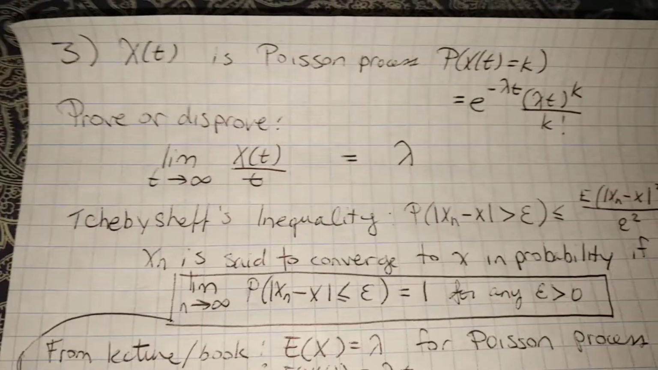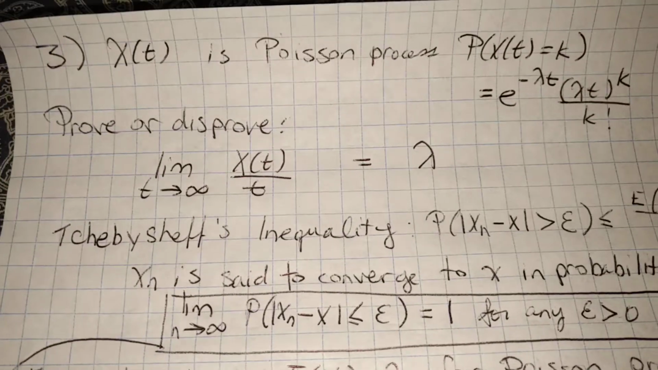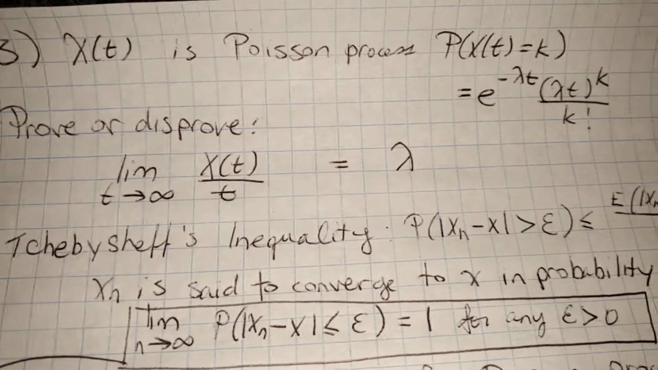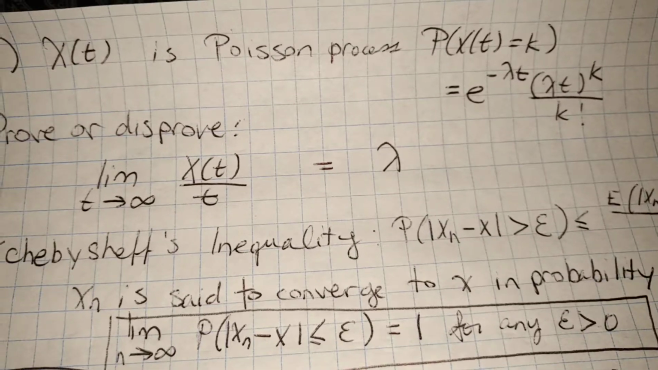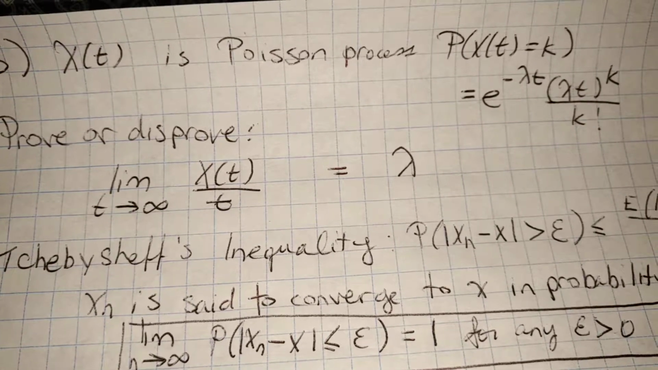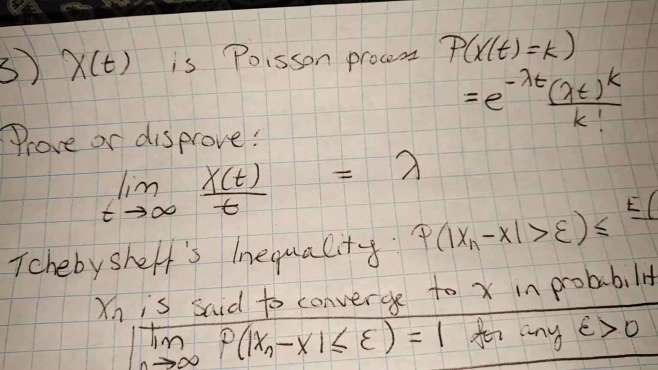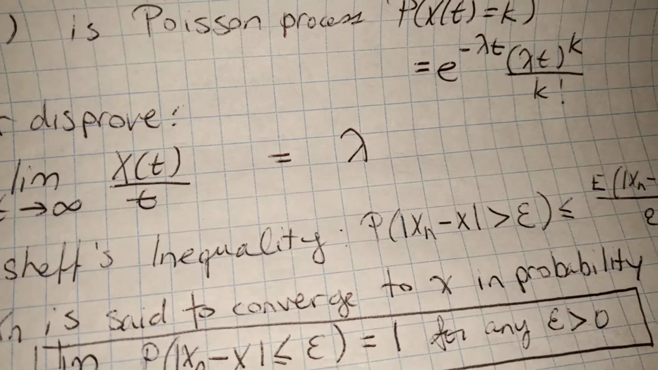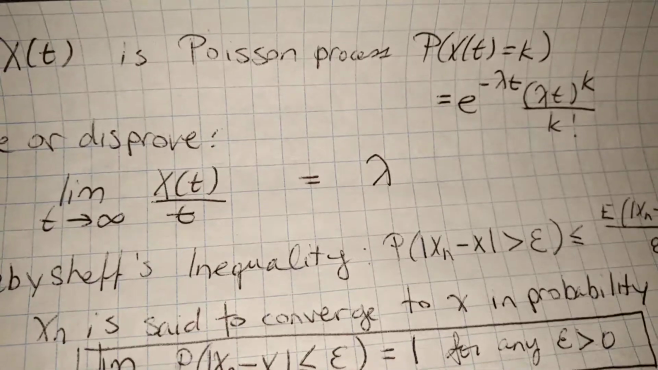This is the answer to homework 9, question 3. So the question gives that X(t) is a Poisson process, where P(X(t) = k) is equal to e^(-λt) (λt)^k over k factorial.